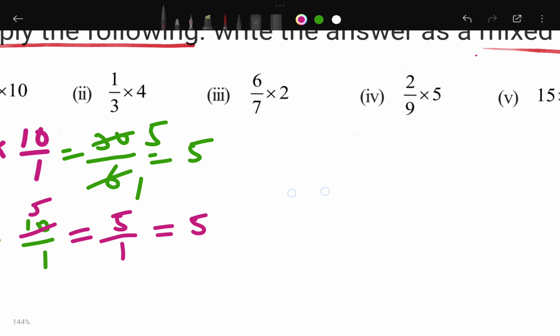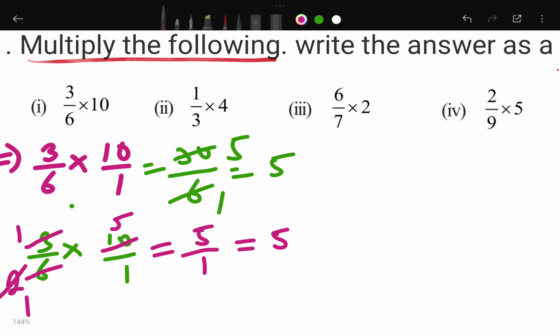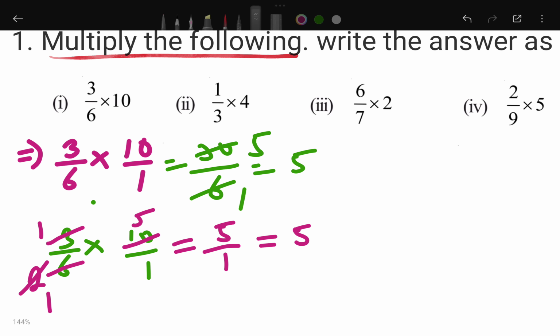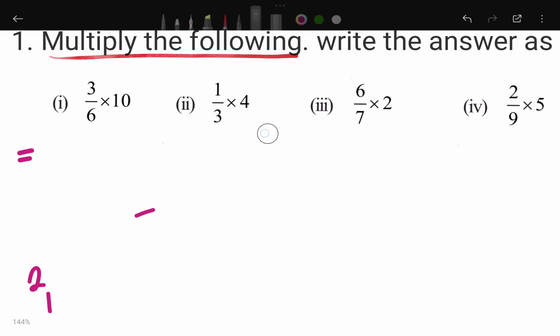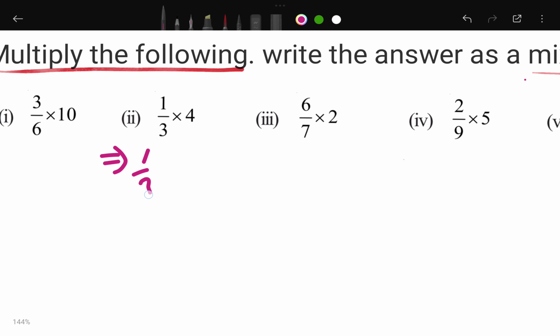Now let's see the second question. The second question we are going to see. The first question I can erase. Okay, so second question we are going to see. Okay, right. So the second question is this: 1 by 3 is to 4 is to 1. So here we cannot cut each other, because 1 and 1 it can cut, the answer will be 1 only, but 3 and 4 it is not possible. Like 1 and 3 are also not possible, 4 and 1 it is not possible.